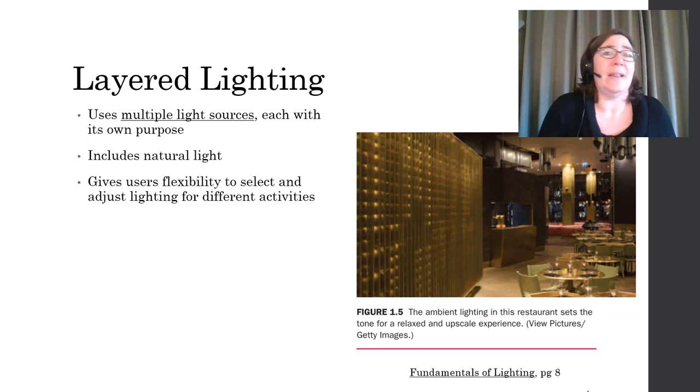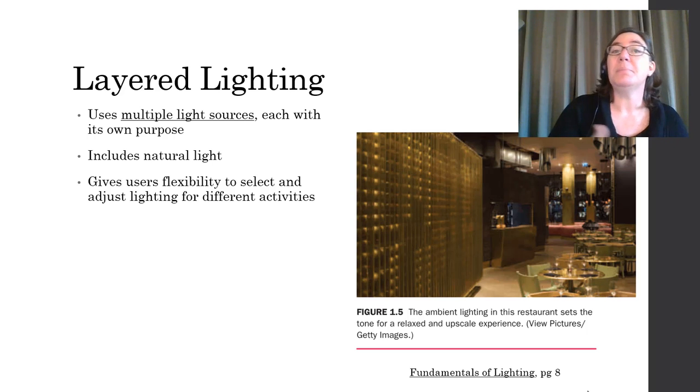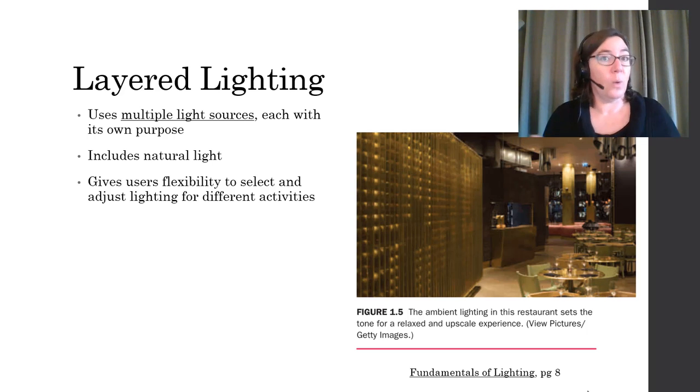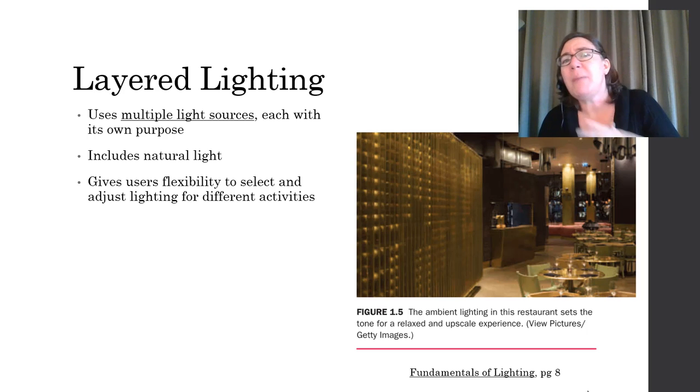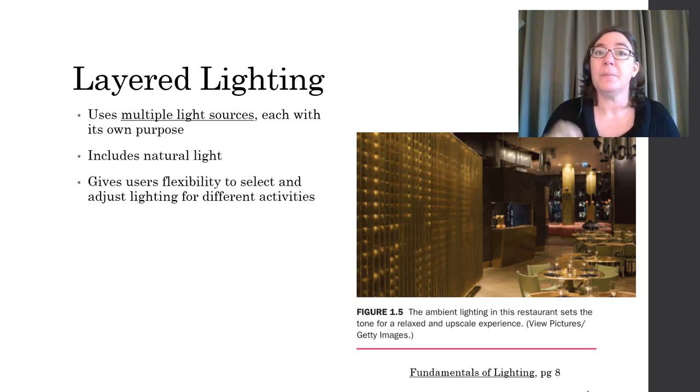So what is this layered lighting that I've mentioned a couple times already? Well, it is a way to use multiple light sources in one room or area, each with its own specific purpose. Layered lighting is going to include natural light as part of the overall lighting design. And one of the big reasons why we like this particular method of design is that it gives the users, people who are in the space, the flexibility to select and adjust the lighting for the different activities or the different needs at any particular moment.